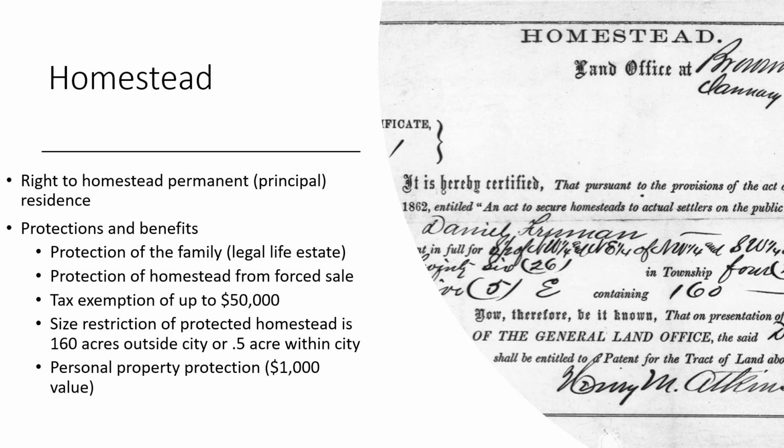There are tax exemptions up to $50,000 from your assessed value. There are size restrictions of a protected homestead. It's 160 acres outside the city and a half acre within the city. And then there's some personal property protection of $1,000.